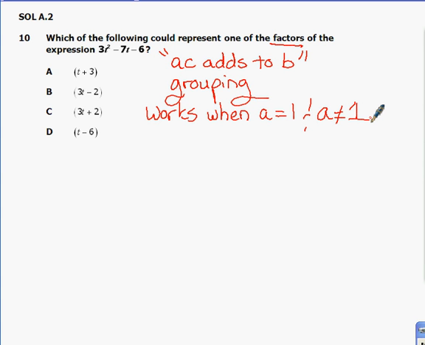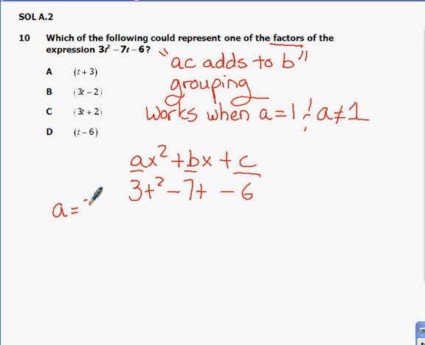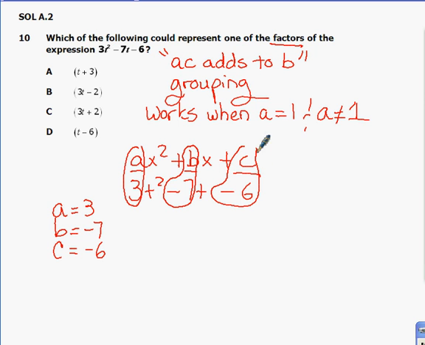The general formula for quadratic is ax squared plus bx plus c. We look at the a, b, and c. In 3t squared minus 7t minus 6, this would mean a equals 3, b equals negative 7, and c equals negative 6. You could easily circle this to help yourself recognize these coefficients and constants.